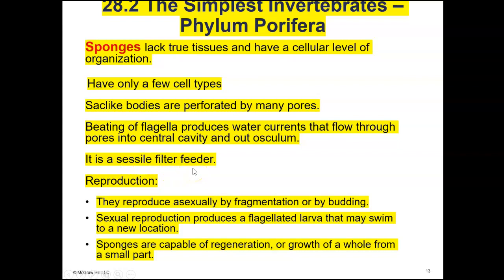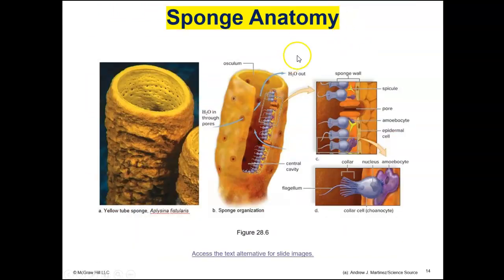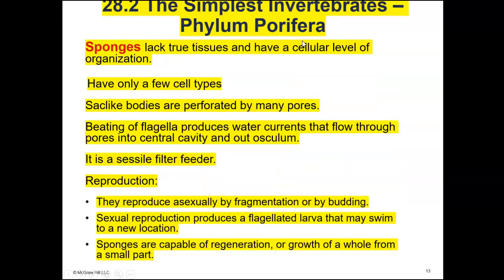All animals have movement at some stage in their life. So the sponges only can move when they are larvae. But as adults, they are sessile. They're attached to something and they just remain in place. They filter feed water that flows through their pores into a central cavity and out their osculum, which I will show you. Water flows in through the pores and then up and out the osculum.